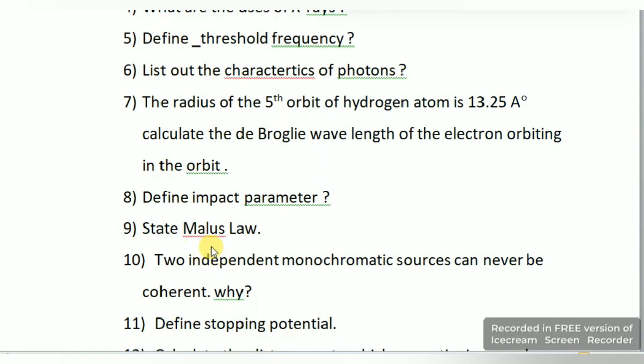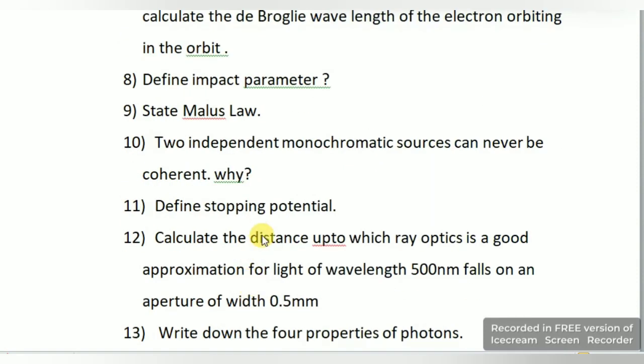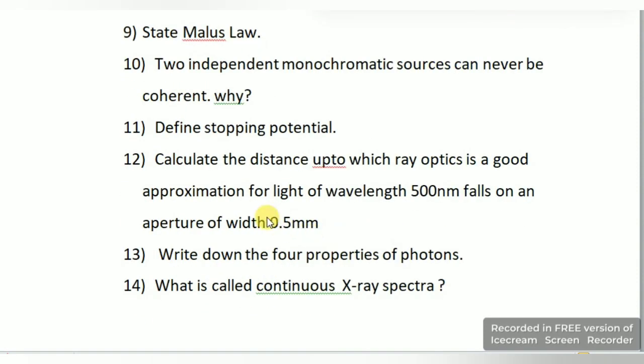Next, state Malus law. Next, two independent monochromatic sources can never be coherent. Why? Next, define stopping potential. Next one, calculate the distance up to which ray optics is a good approximation for light of wavelength 500 nanometer falling on an aperture of width 0.5 millimeter.